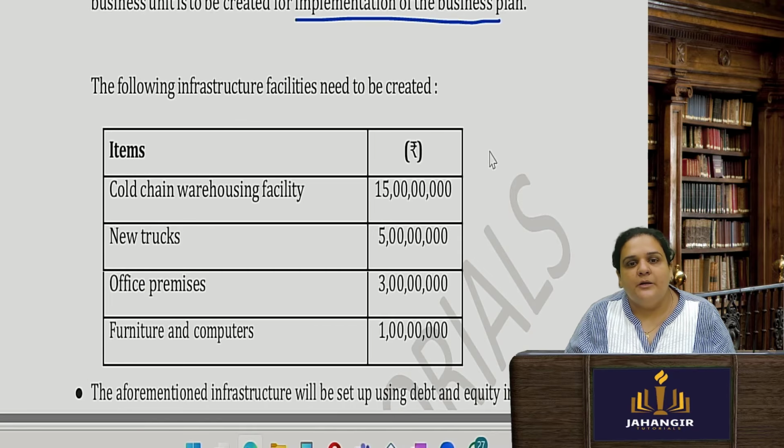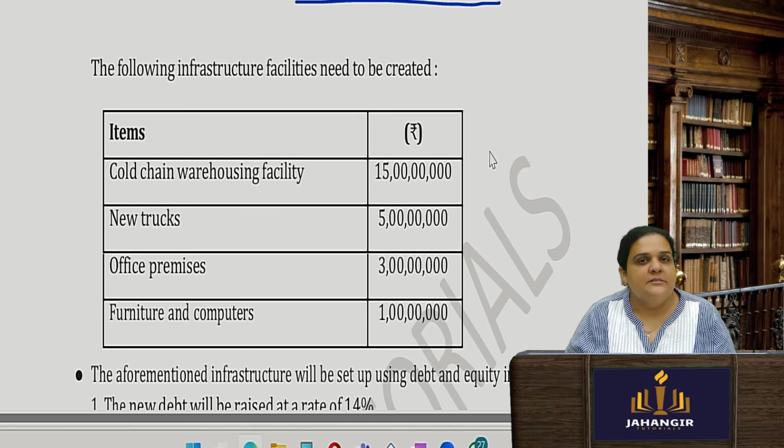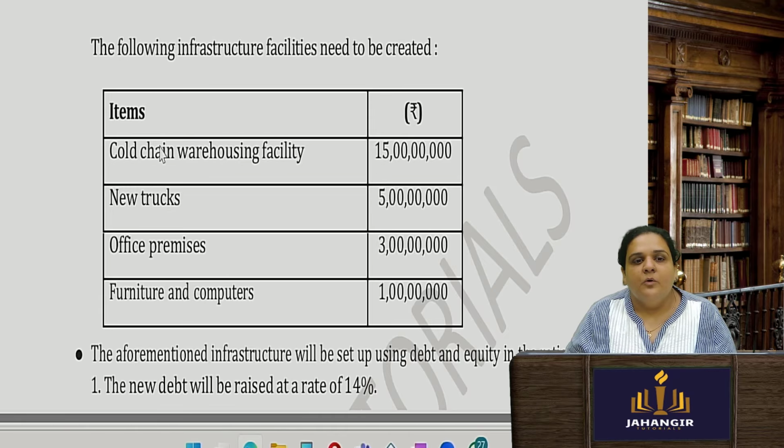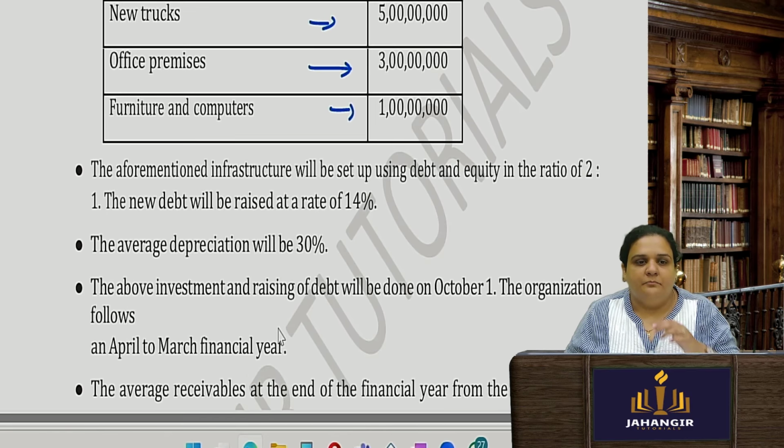So this unit will require certain infrastructure facilities: cold chain warehousing 15 crore, new trucks 5 CR, office premises 3 CR, furniture and computers 1 CR. This aforementioned infrastructure will be set up using debt and equity in the ratio of 2:1.